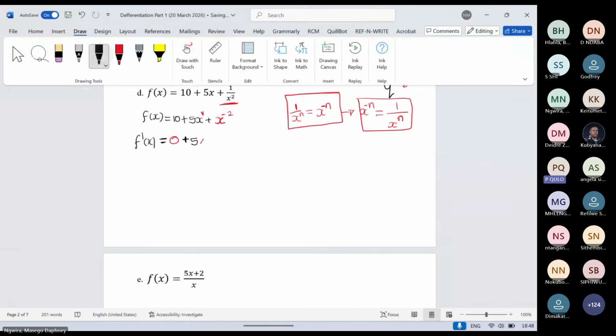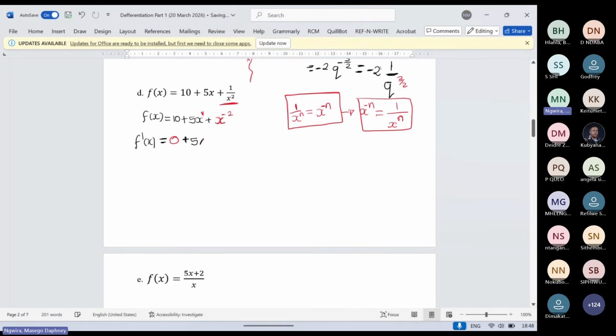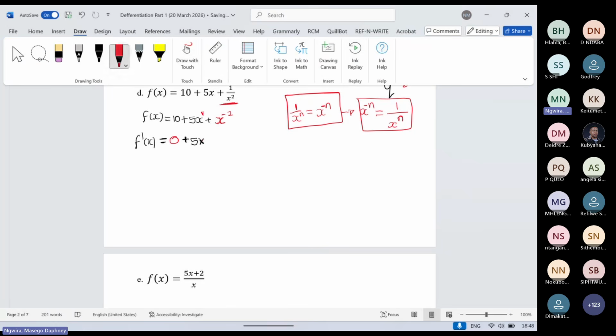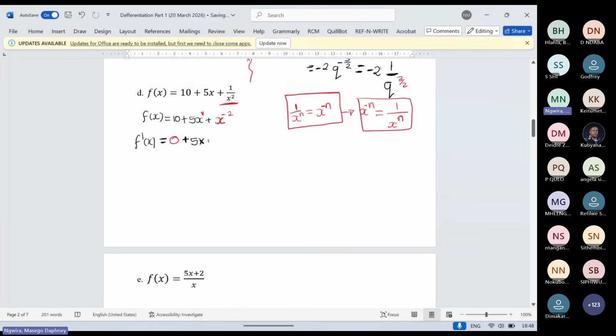Times. Sorry, so this is going to be times. This one: there's always a 1. If there's no power, there's a 1. So this is times. I'm using the K rule, if you remember it. And this is plus.